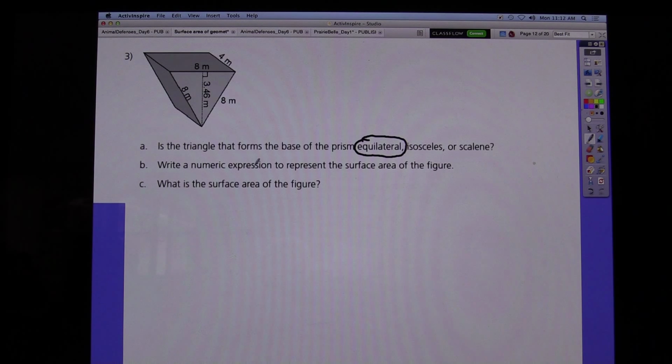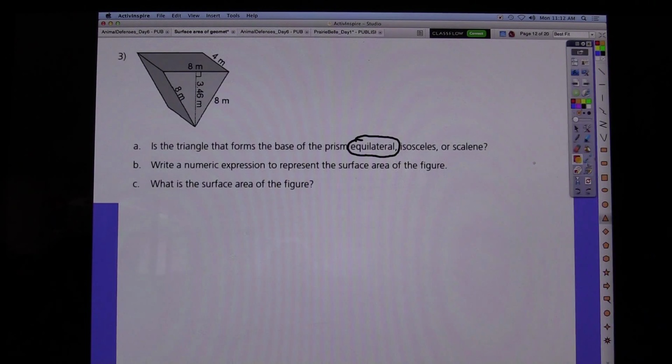Now it says write a numeric expression to represent the surface area of the figure. One of the things that I pretty much always do when I get ready to find the surface area of a prism like this one is I make a net. I'm going to go ahead and make a net, and this time I'm going to try and make one kind of neat. I'm going to be a little bit neater about the net, and I'll make this little net here.